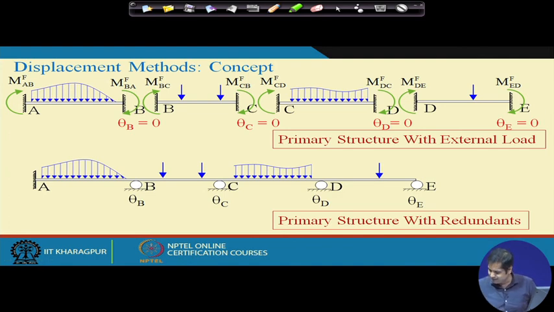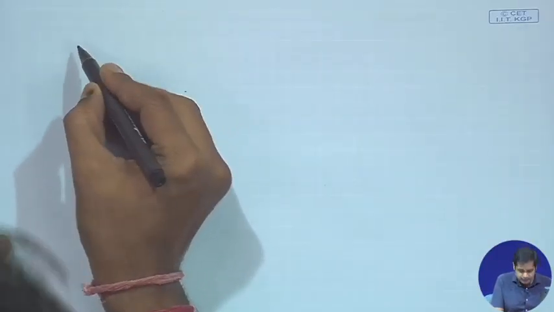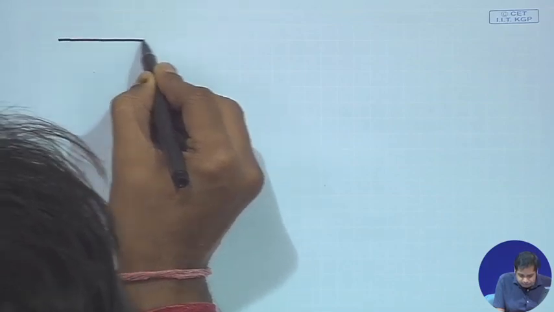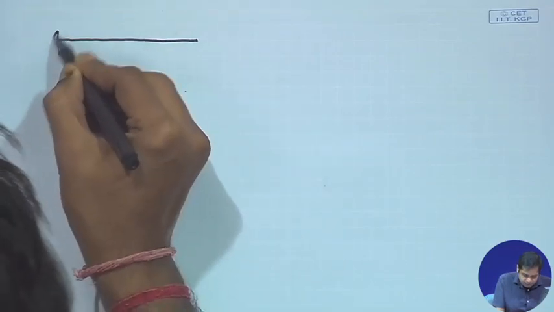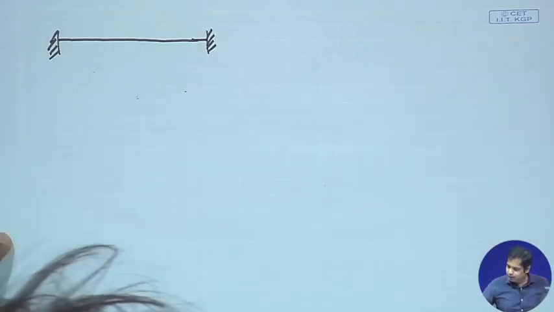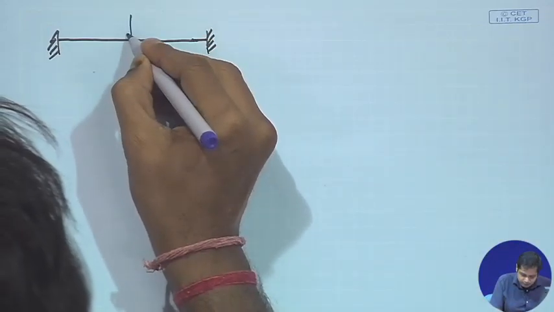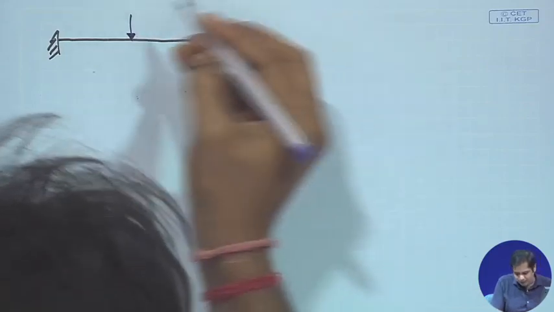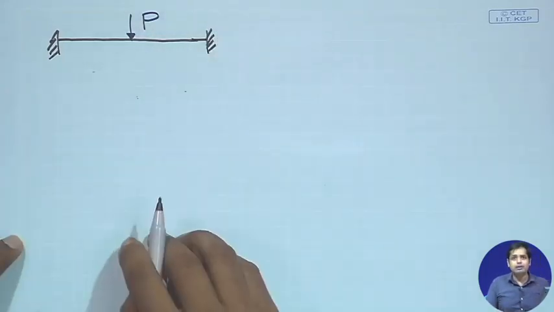There is nothing new in it. You already know how to do it. Just for completeness, we are discussing this today. We will take two examples. First, consider a fixed beam which is subjected to a concentrated load at the midspan. Say that load is P, a concentrated load P.